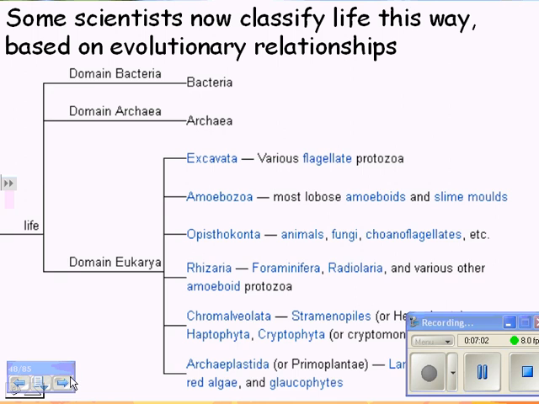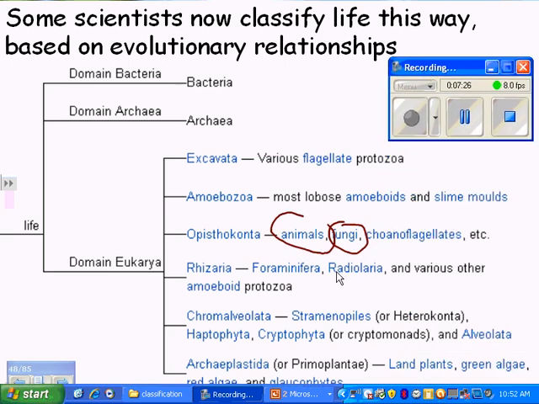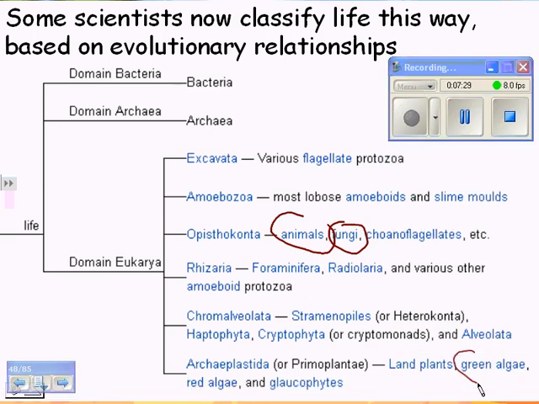Now, some scientists classify life this way based on evolutionary relationships. So take a look at this. Here's all life forms. So every life form fits in here somewhere. Here's bacteria, and here's archaea. Here's eukaryotes. Out of eukaryotes, we've got, where are we? Let's see. Opisthokonta, animals and fungi. And then where are plants? Plants, plants, plants. Where are you? Here they are. Green plants. Whoops, sorry. Land plants, Archaeplastida or Primoplantae. I like that name better.